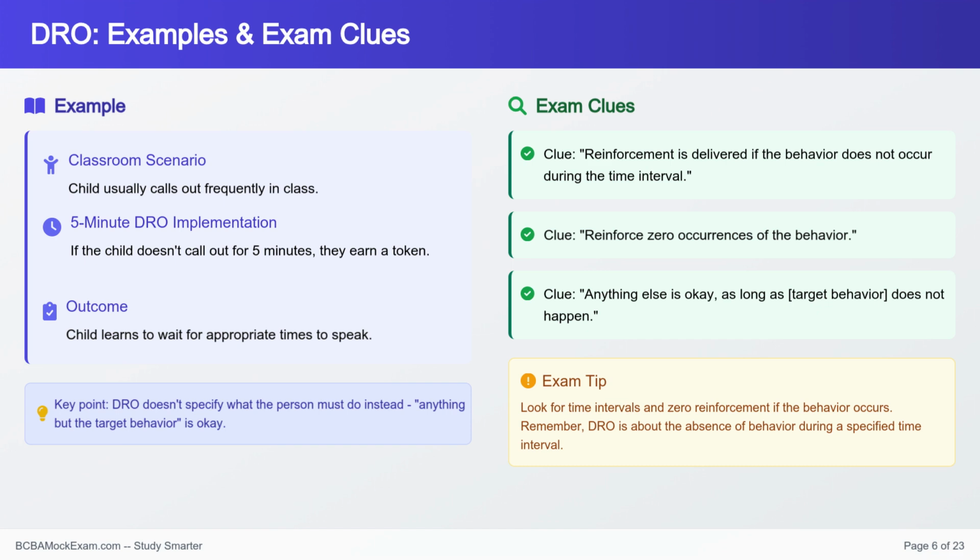This is why DRO can work quickly but also needs careful planning, because we're not teaching a replacement behavior. DRO is great when you need rapid reduction of a dangerous or disruptive behavior, but it's not ideal if the learner needs a specific replacement skill. It's most effective when the behavior happens frequently and is easy to observe. Just remember, DRO equals reinforced 0 occurrences.